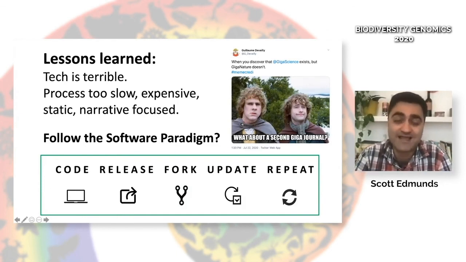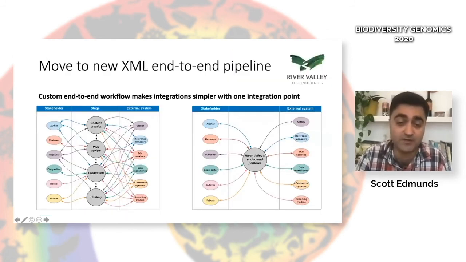there are some lessons learned here. The things that have held us back and made things problematic have been the technology. The publishing infrastructure is pretty terrible. It's slow, it's extremely expensive, the end products are static, and still everything's narrative focused. So we feel that the way to get around this is to follow the software paradigm: code, release, fork, update, and repeat.